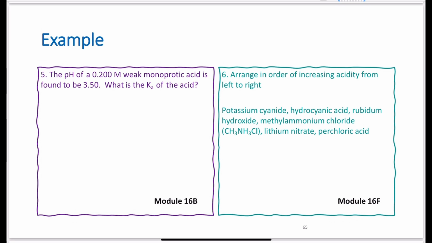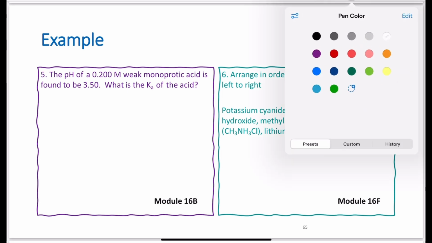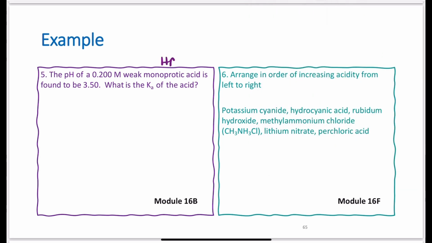Number 5. The pH of a 0.200 molar weak monoprotic acid is found to be 3.50. What is the Ka of the acid? Here, I don't care what the acid is. The identity of the acid isn't what's important. The fact that I know how many ionizable protons it has is what's important. Monoprotic means I can lose one proton. So I'm going to call it HA for simplicity.